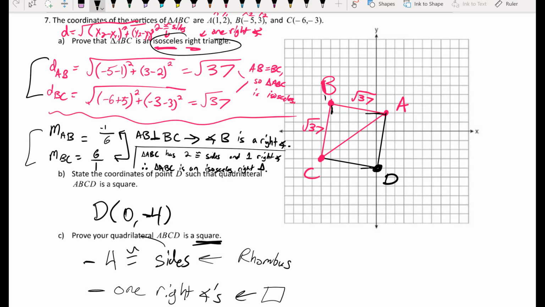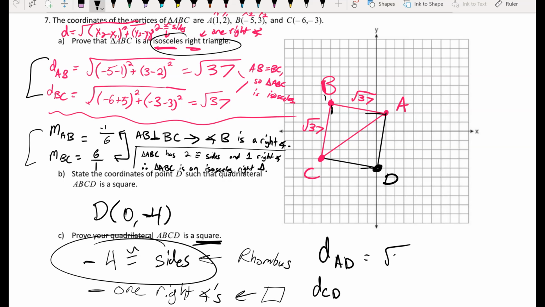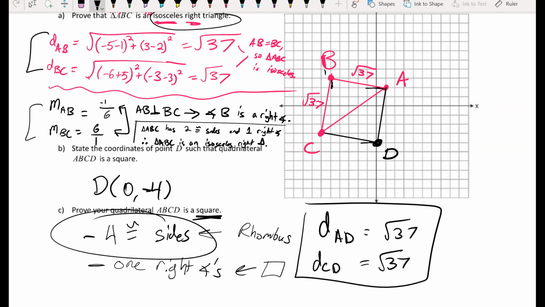So check the answer key on Google Classroom for some work there, because if you do find the other sides, if you use the distance formula for AD and the distance formula for CD as well, you'll find those are both radical 37. That would be enough information to prove it's a rhombus with 4 congruent sides, and the fact that we already proved B is a right angle would then prove that it's also a square.